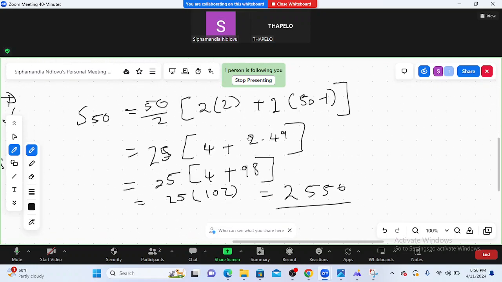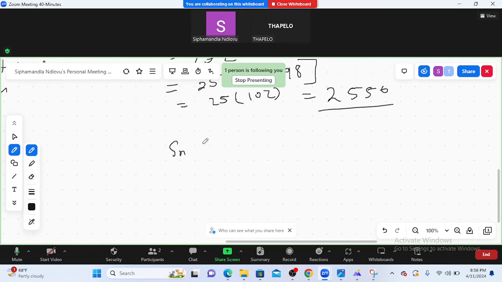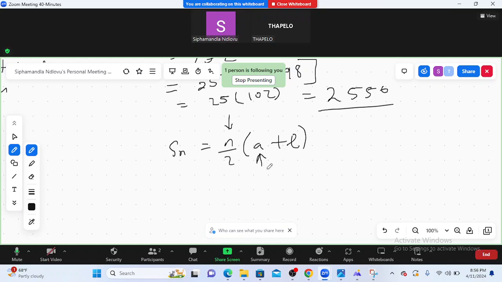Now, the second one that you can use, which is also the same thing, is the formula Sn equals n over 2 into (A plus L). Okay, so n still means the total number of terms in the number pattern. Basically, n is the number of terms for which you want to find the sum. If you want to find the sum of 50 terms, n is 50. If you want to find the sum of 200 terms, n is 200. Now A still means the same thing. A is the first term in the sequence or pattern.